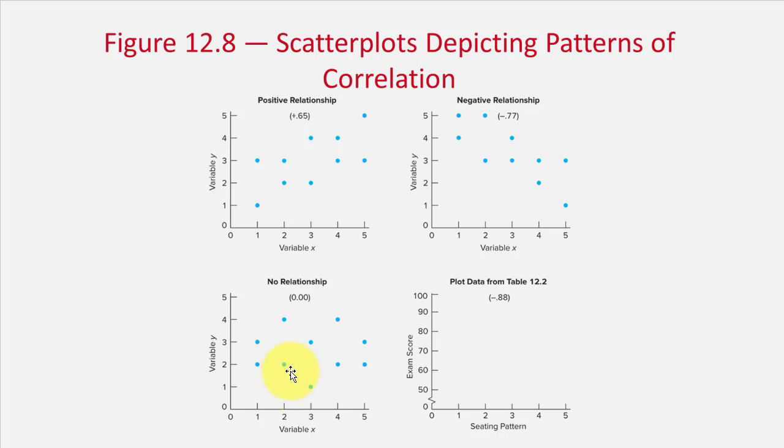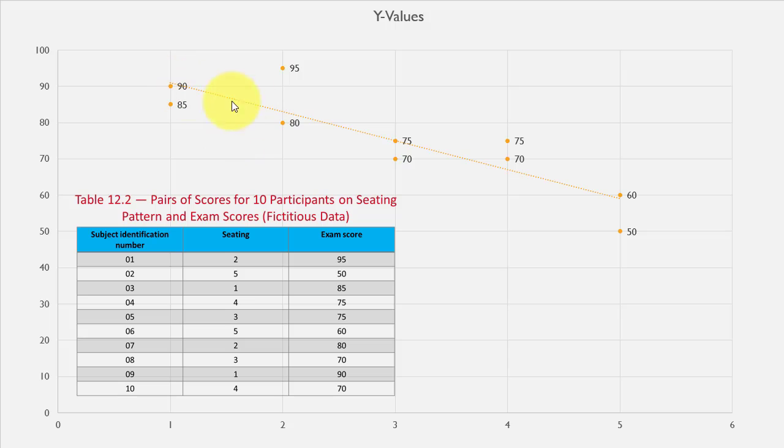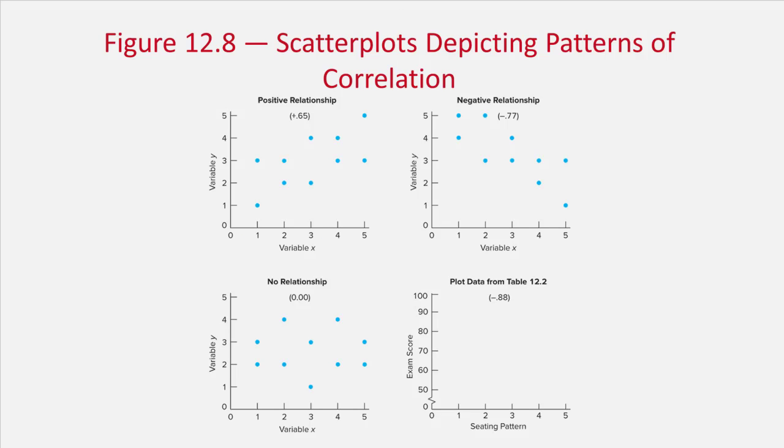And if you have no relationship, that means that there is no discernible direction of change that happens. And then the data from 12.2, which is what this data is, has a negative 0.88 relationship. So it's a fairly strong negative relationship. So again, that's the pattern of relationship based on the strength and the direction.